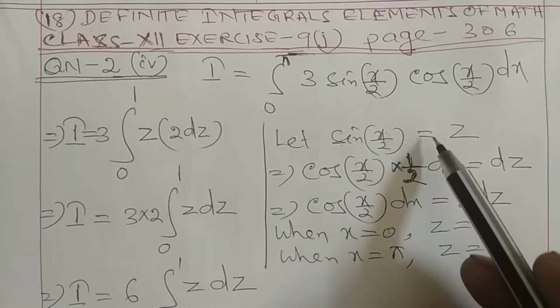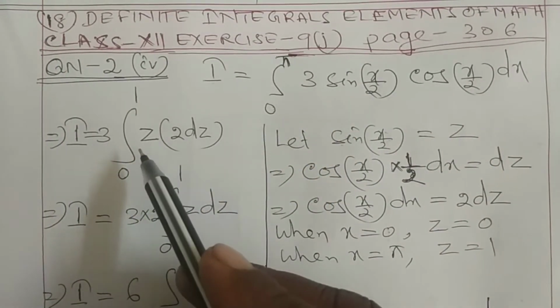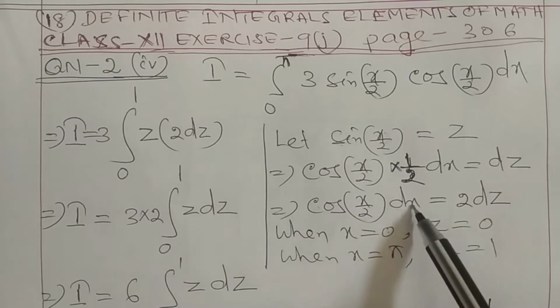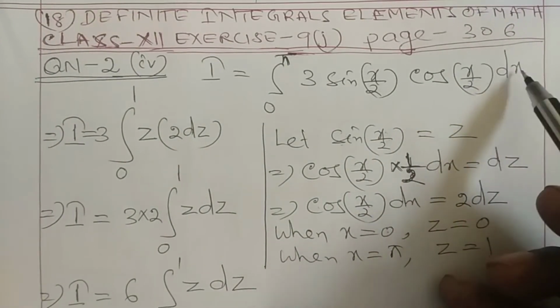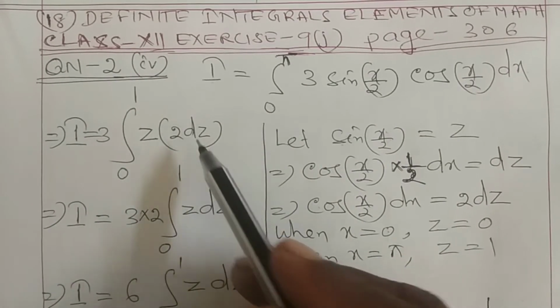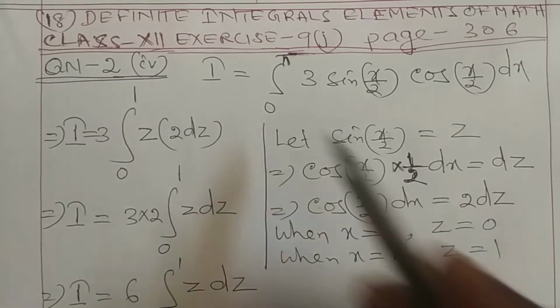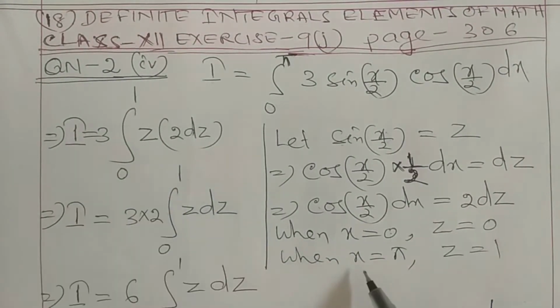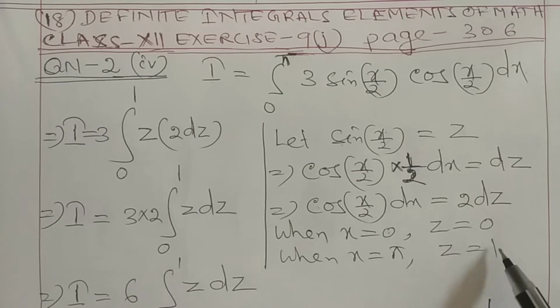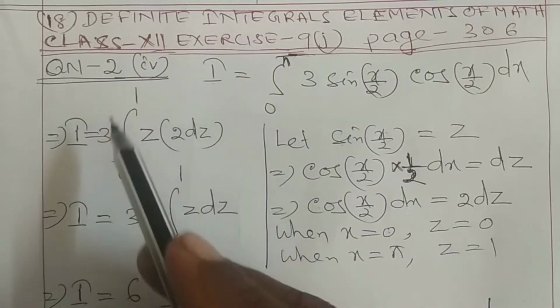Here sin(x/2) is equal to z, and cos(x/2) dx is equal to 2 dz. And when x is equal to 0, z is equal to 0. When x is equal to pi, z is equal to 1.